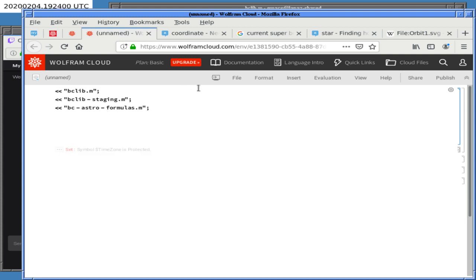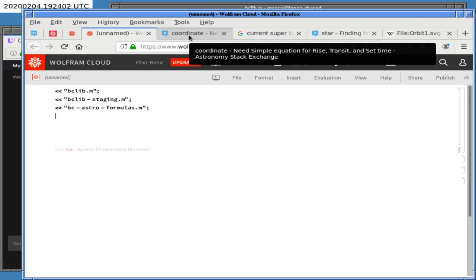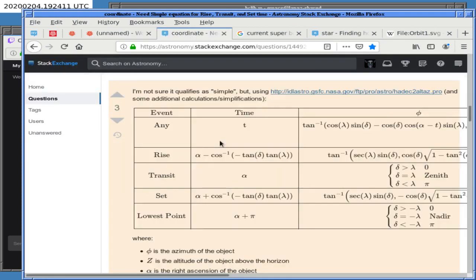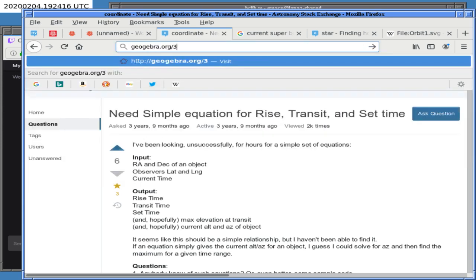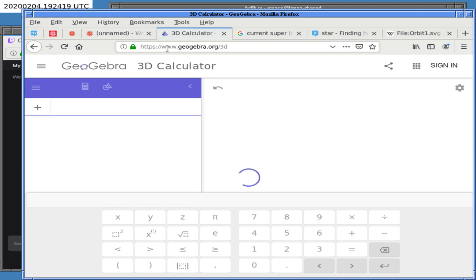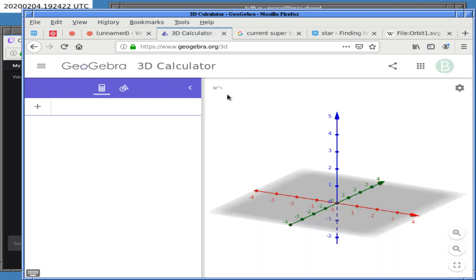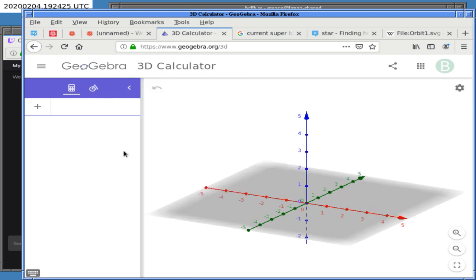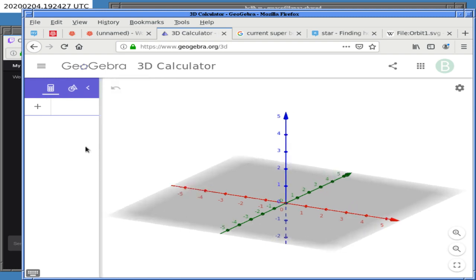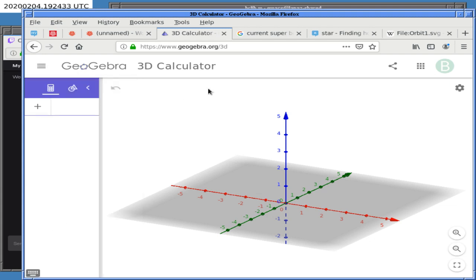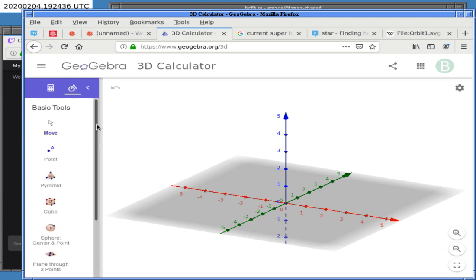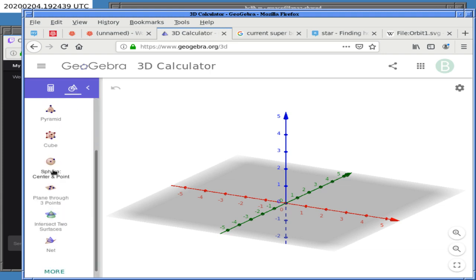Okay, so the next question is, how do we actually convert, using linear coordinates, right ascension and declination to azimuth and altitude? And also, this is going into deep bad ideas, but I'm hoping that GeoGebra will let me display what I want to display, even though we're not going to solve the problem from GeoGebra, probably. Okay. Nope. I want a new figure. Sphere. Yeah, I do want a sphere.